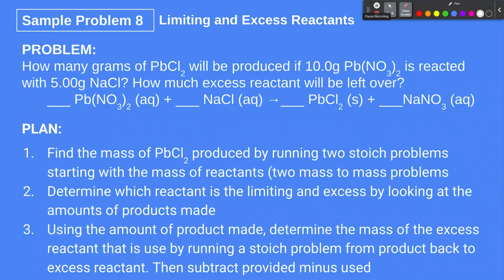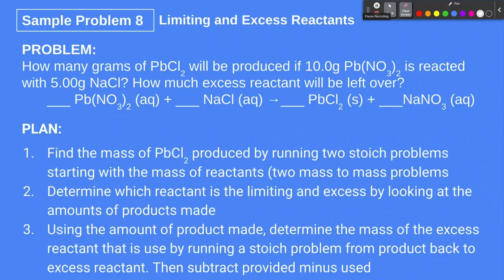Then we're going to find the mass of lead 2 chloride produced by running two different stoich problems, starting with the mass of reactants and going to mass of lead 2 chloride. So these are two mass-to-mass problems. The first one is going to start with the mass of lead 2 nitrate, go to moles of lead 2 nitrate, to moles of lead 2 chloride, to grams of lead 2 chloride. The second roadmap is going to be grams of sodium chloride to moles of sodium chloride, to moles of lead 2 chloride, to grams of lead 2 chloride.